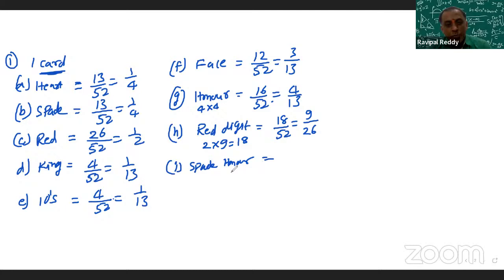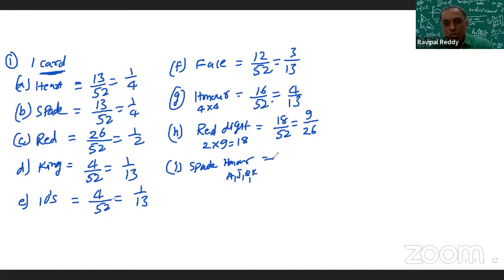Spade honor cards. A, J, Q, K cards are known as honor cards.